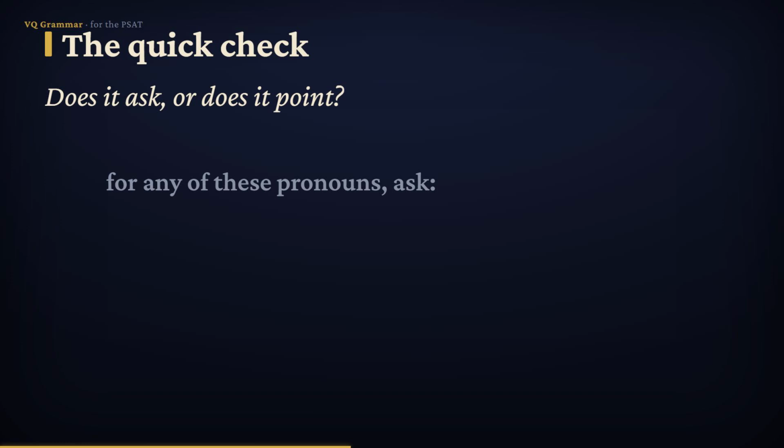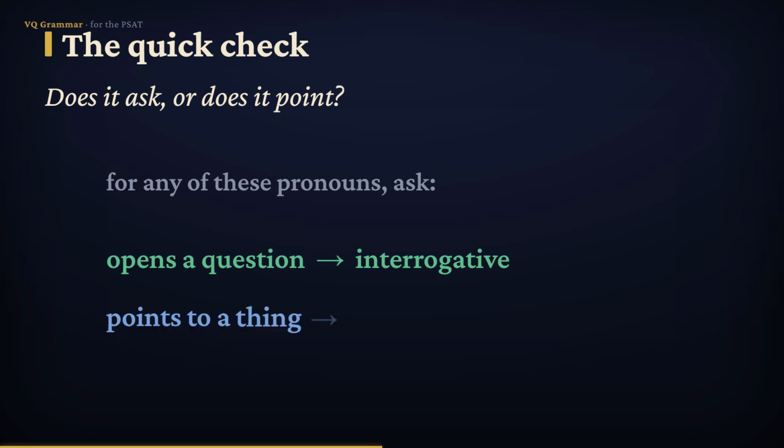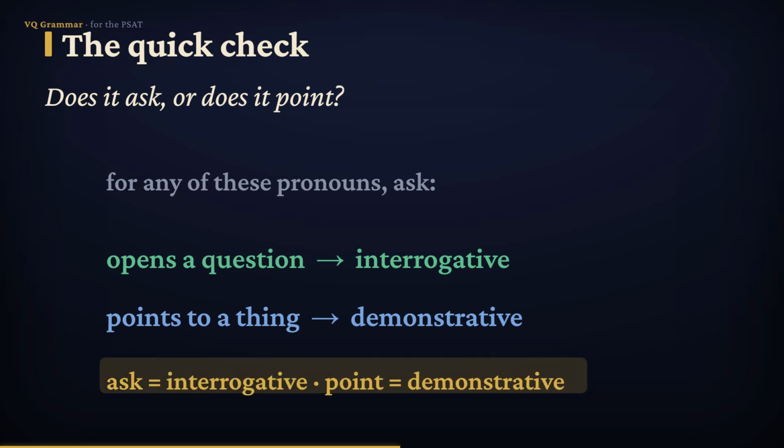So here's your quick check. Look at the pronoun and ask one thing. Does it ask or does it point? If the word opens a question, who, whom, whose, which, or what, it's interrogative. If the word points to a thing, this, that, these, or those, it's demonstrative. Ask means interrogative. Point means demonstrative. That's the whole decision. Let's try a few.